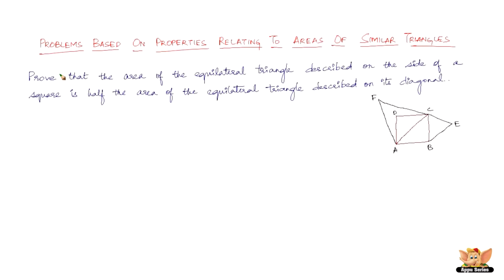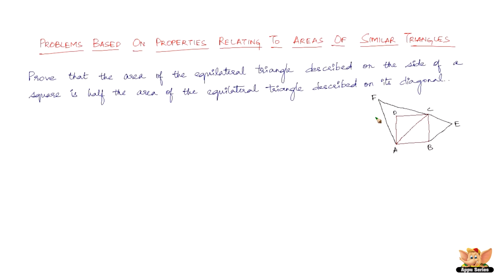In this video, let us solve more problems based on properties relating to areas of similar triangles. And we've got a question here which reads this way. Prove that the area of the equilateral triangle described on the side of a square is half the area of the equilateral triangle described on its diagonal.